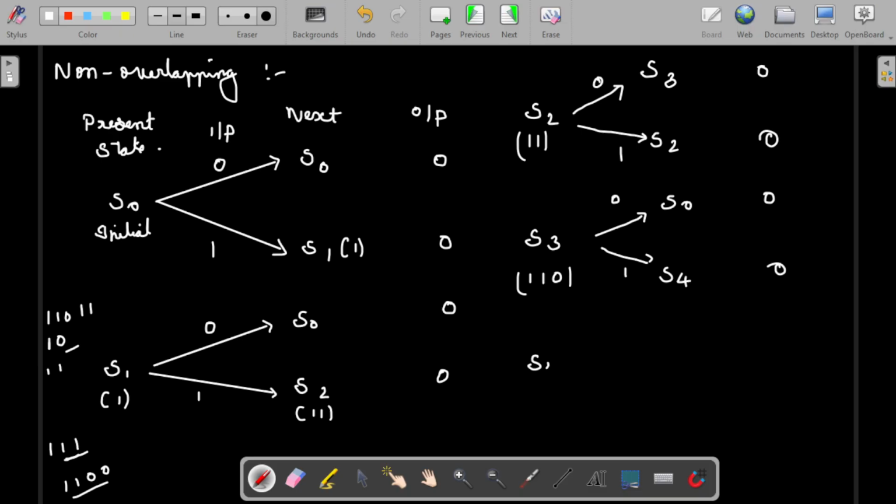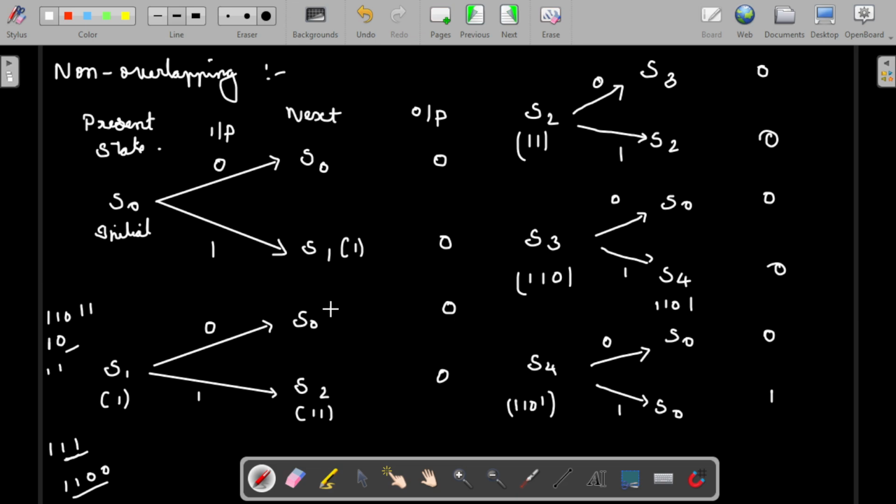So it is in S4 now. S4 sequence is 1 1 0 1. If 0 is given, the sequence will be broken, so it will go to S0. If 1 is given, the sequence will be completed, then again it will go to S0, and the output will be 1. Once the sequence is detected, it goes back to the initial state, because it needs to traverse the loop again and find the next sequence. So this is quite simple.